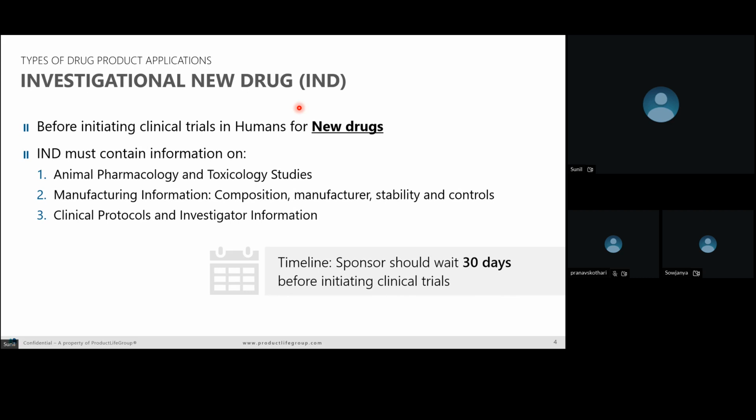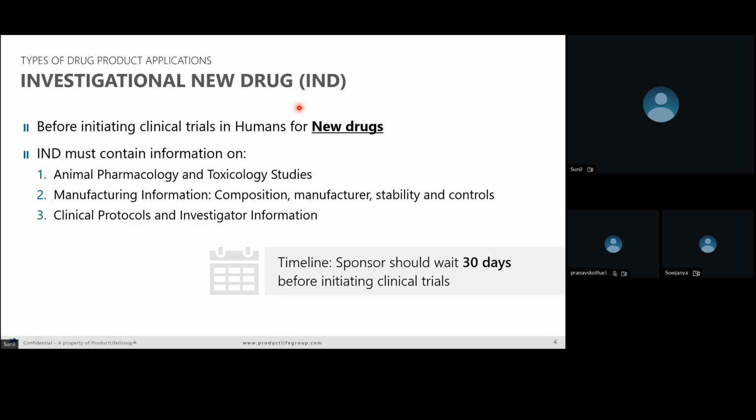Okay, so after IND, the next application will be NDA or BLA, nothing in between. In between, there will be only the applicant exercise, that is clinical trials, batch manufacturing, product development, and all. So after IND is done, the main activity is clinical trials.